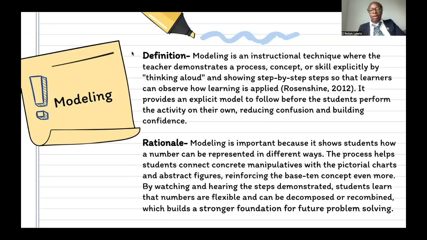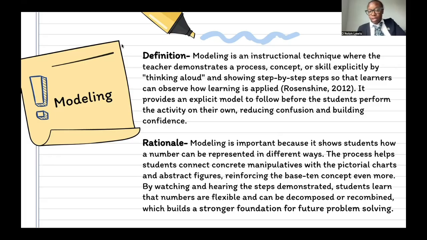Now, my first approach to instruction was modeling. The definition of modeling is an instructional technique where the teacher demonstrates a process, concept, or skill explicitly by thinking aloud and showing step-by-step steps so that students can observe how learning is applied, according to research. It provides an explicit model to follow before the students perform the activity on their own. It reduces confusion and builds confidence.